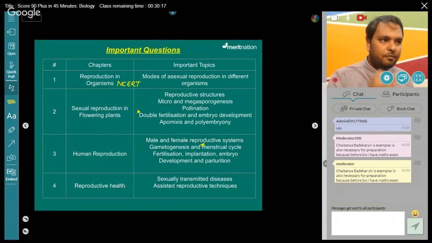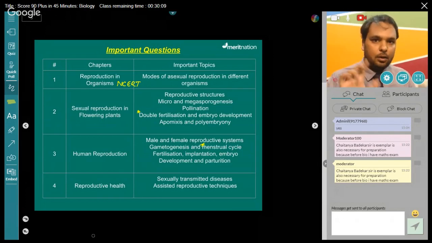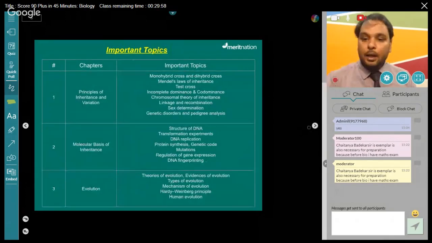Reproductive health is a very nice chapter. You should have knowledge of sexually transmitted diseases like AIDS and different bacterial and viral diseases. And then assisted reproductive techniques. There will absolutely always be a question on this. Always. Now, moving ahead.